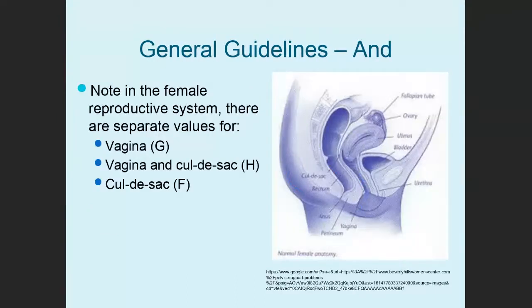There are other examples of this exception. See male reproductive system: spermatic cord, epididymis, and epididymis and spermatic cord. Again, don't use the value for epididymis and spermatic cord unless both tissues are involved in the surgery.